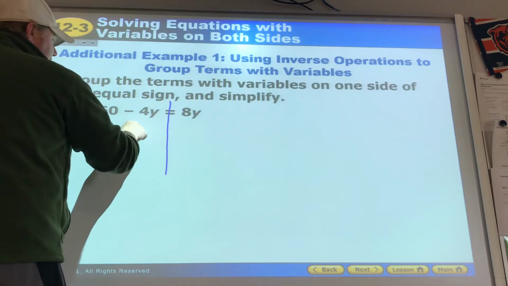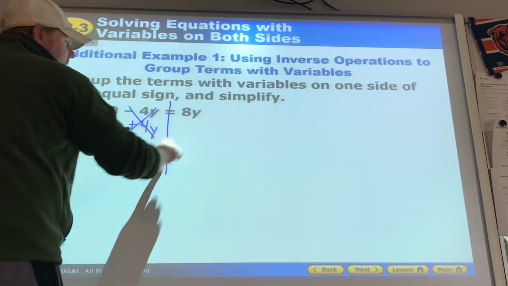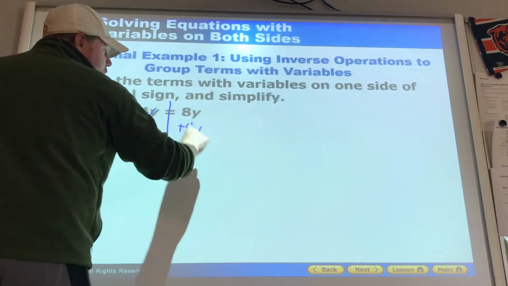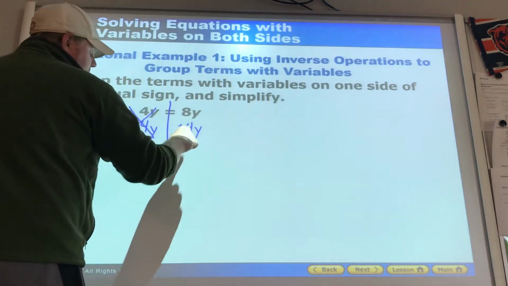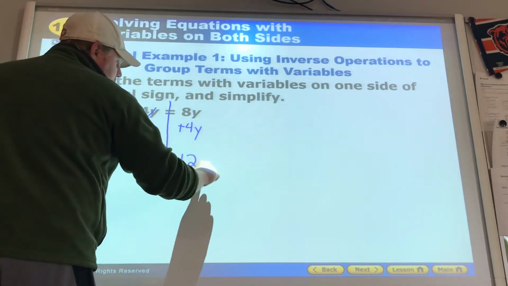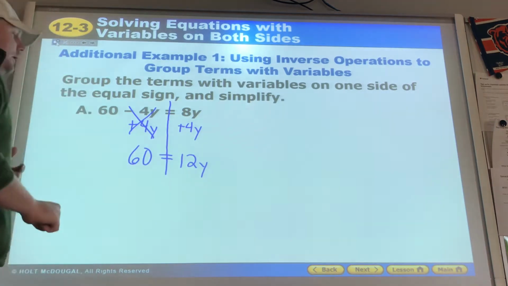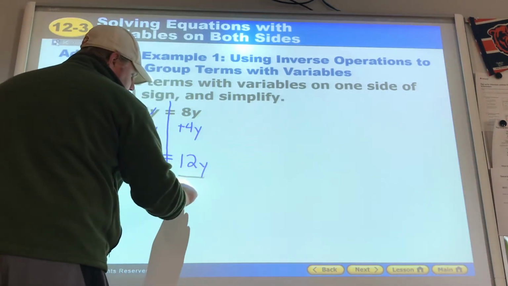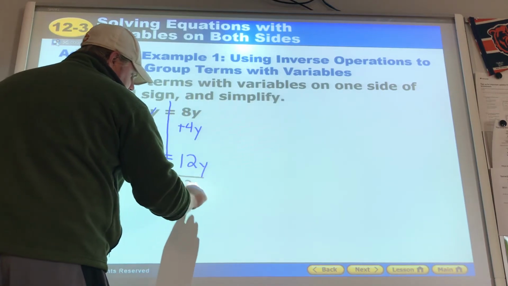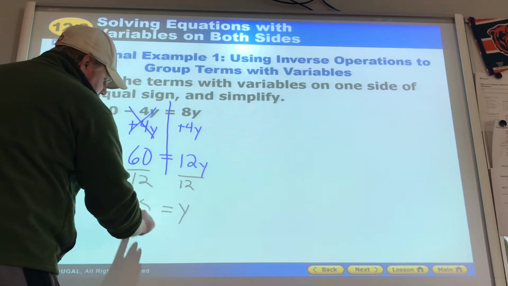If I add 4y to this side and add 4y to this side, those are like terms. 8y plus 4y is 12y equals 60. Now I'm ready to use my division. Divide by 12. y equals 5.